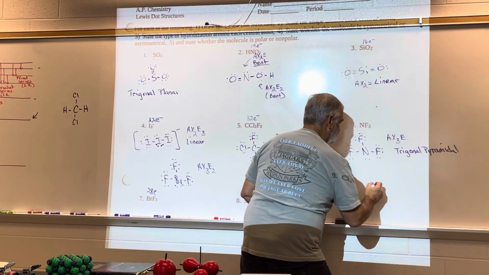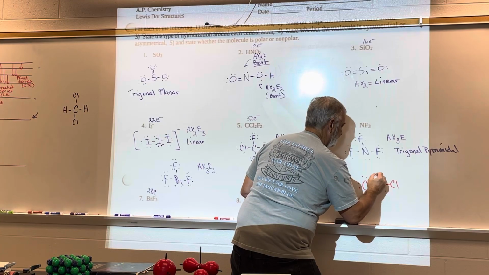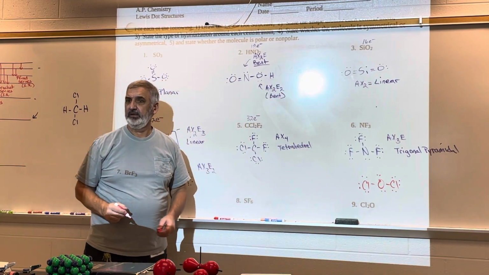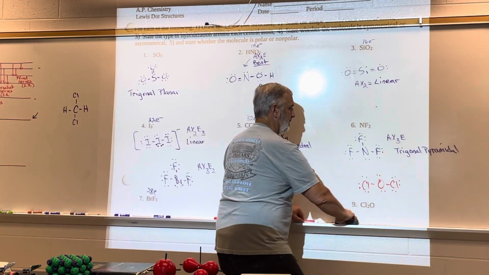Cl2O is just going to be oxygen, chlorine, chlorine. It's going to look like that. What's the shape going to be? Bent. AX2E2, bent. It's like water.